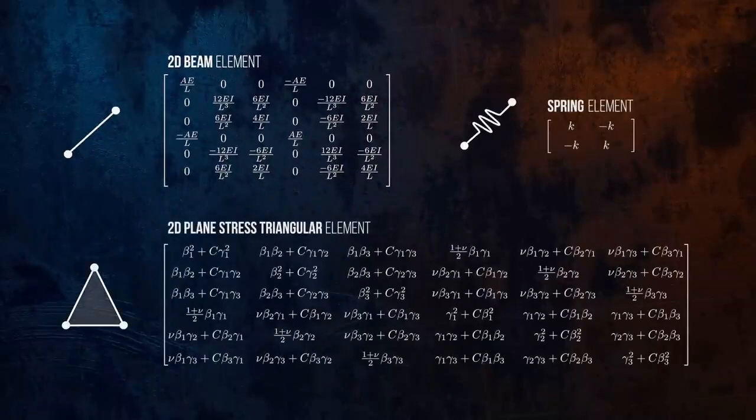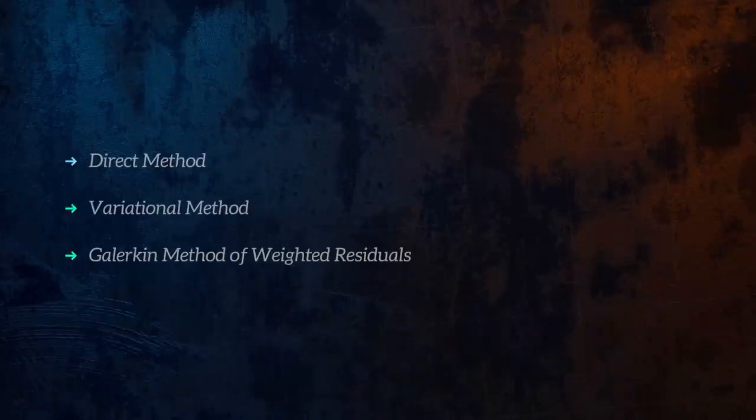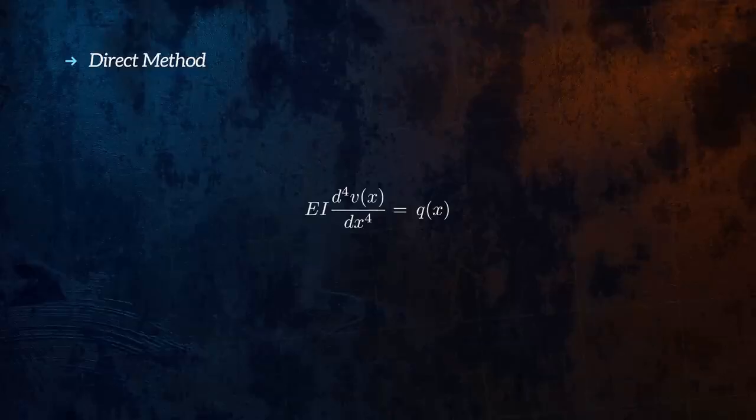Several different methods can be used to derive these stiffness matrices, and they are all fundamentally based on the concept of equilibrium. The direct method derives the stiffness matrix directly from the equilibrium equations that govern the behavior of the element. The lateral deflection of a beam is governed by this equation, for example, so we can solve the equation to obtain the stiffness matrix for a beam element.